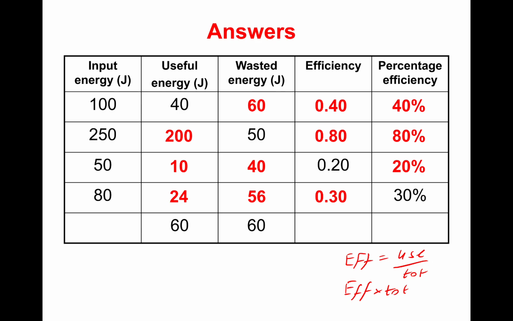Last one, 60 joules are useful and 60 joules are wasted, so that gives a total input energy of 120. So efficiency is useful over total, so 60 divided by 120 gives us an efficiency of 0.5, and as a percentage times by 100, that's just 50%.